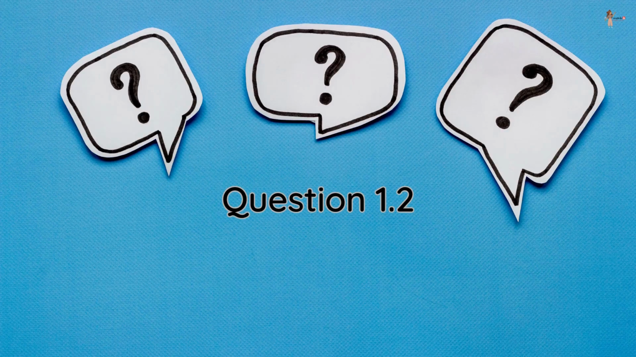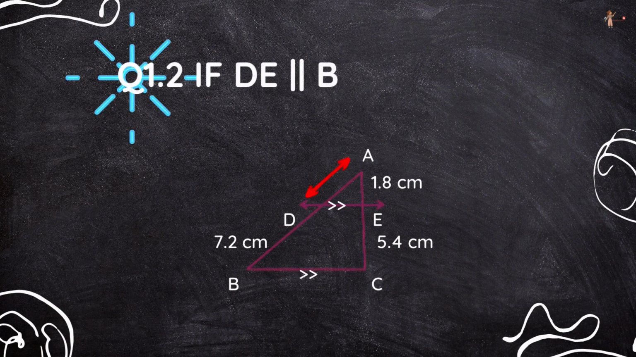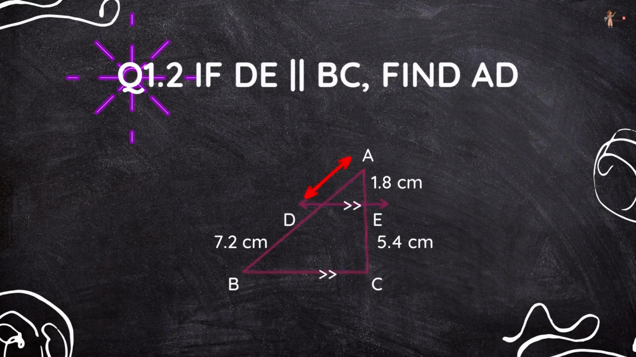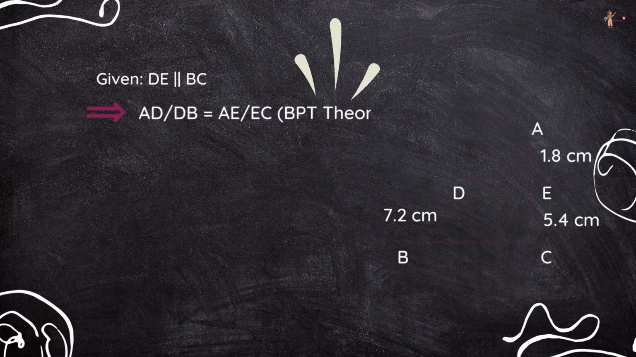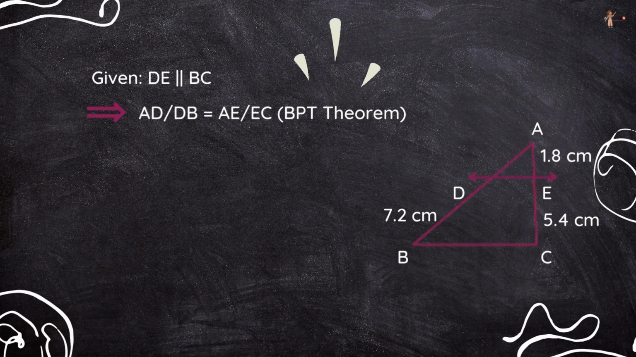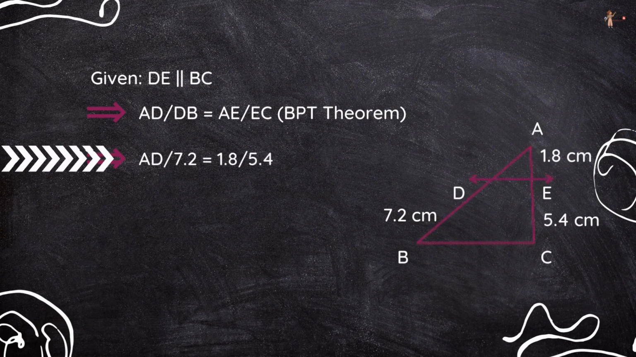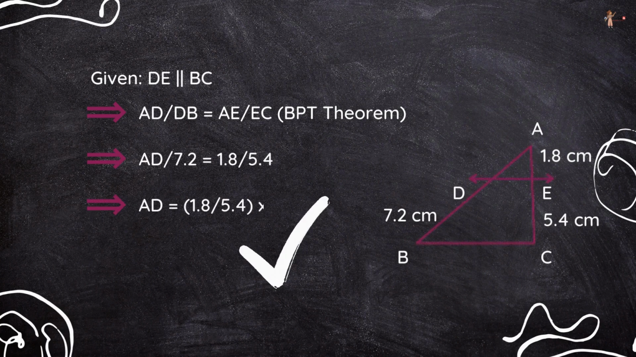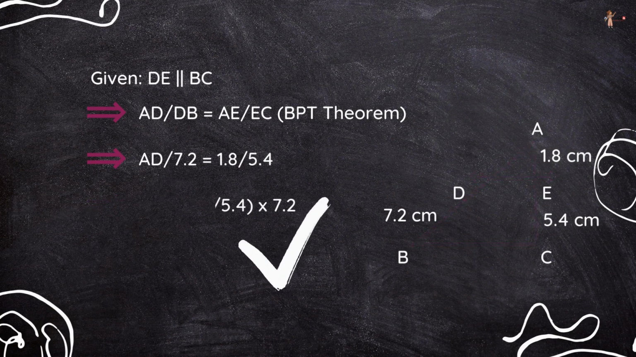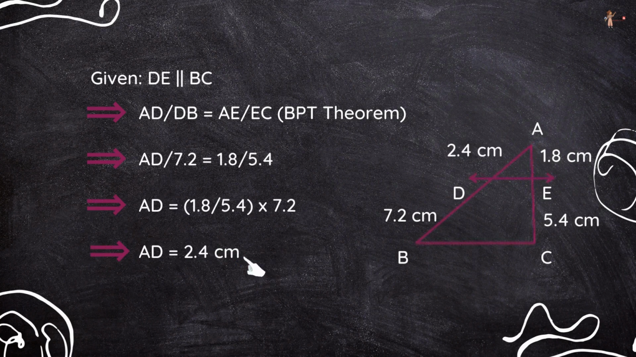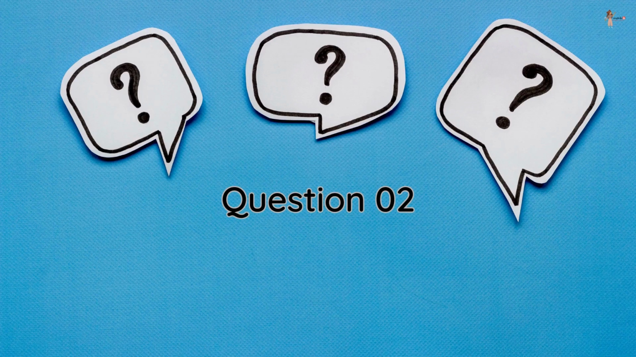Similarly, in the next part, we are given that DE is parallel to BC and we need to find AD. Now again, AD upon DB would be equal to AE upon EC by BPT theorem. So that would mean that AD upon 7.2 would be equal to 1.8 upon 5.4. That means AD is equal to 2.4 centimeter. Let's see question 2 now.